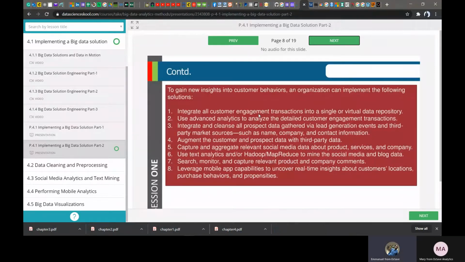We use advanced analytics to analyze the data we have gotten, integrate and cleanse all prospect data gathered, augment the customer and prospect data with third-party data, that can be social media data, capture and aggregate relevant social media data about products, services, and company. We use text analytics or Hadoop's MapReduce to mine the social media and blog data, search, monitor, and capture relevant product and company comments, and leverage mobile app abilities to provide real-time insights about customers' location, purchase behaviors, and propensities.